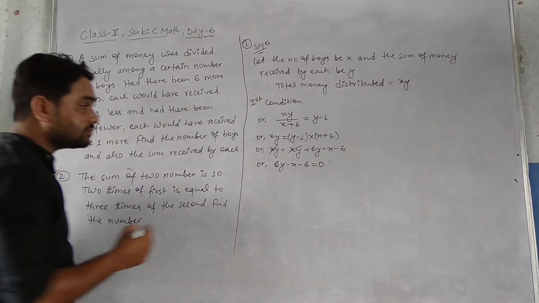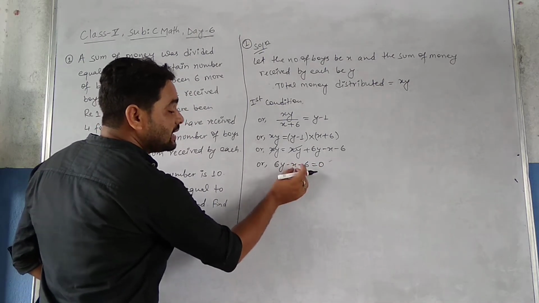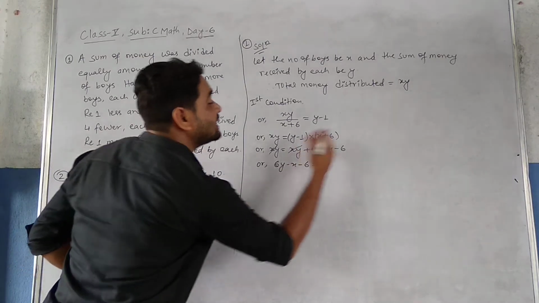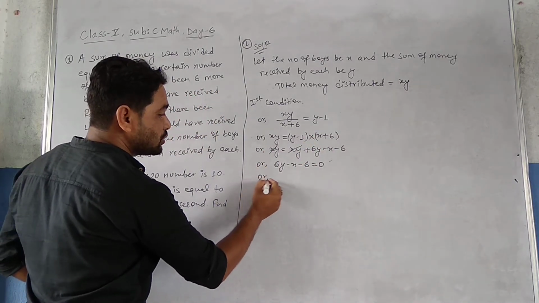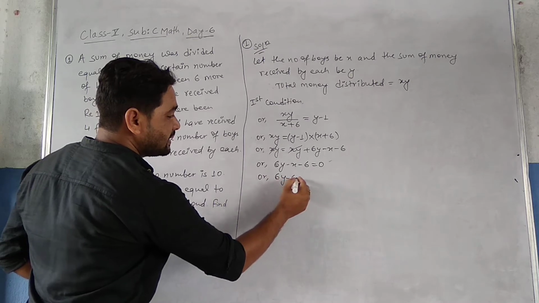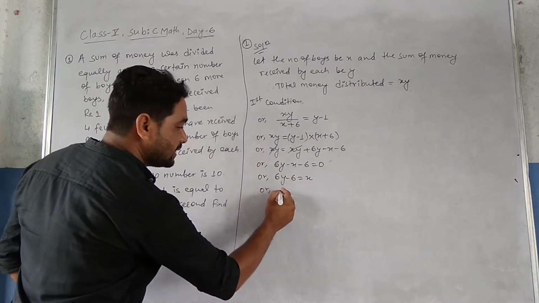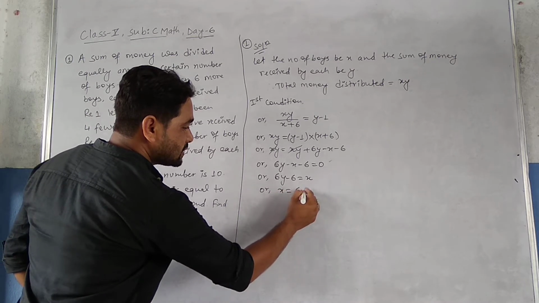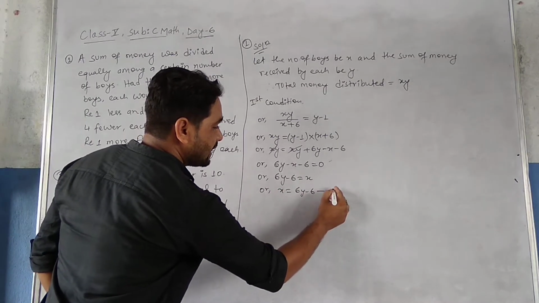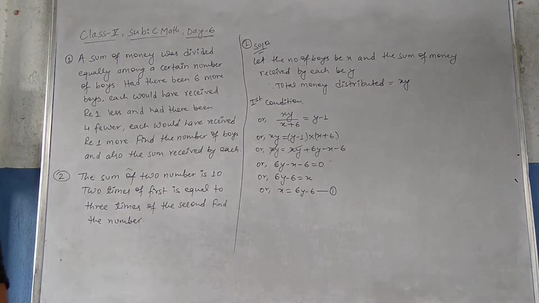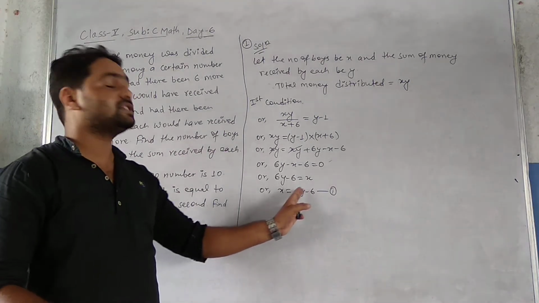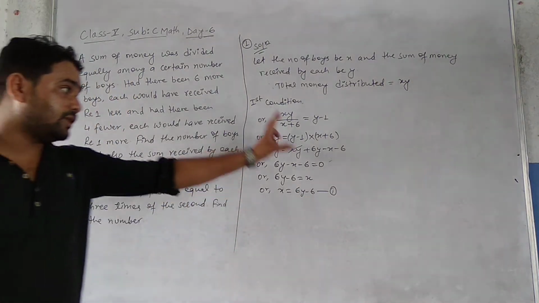Like this, and let's turn this. This x is negative on this side, then it becomes positive on the other side. So we get 6y minus 6 equals to x, or similarly, x equals to 6y minus 6. I have written that in the simple form. So we get the value of x in terms of y from the first condition.